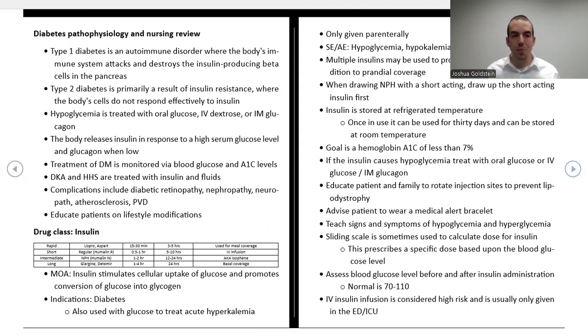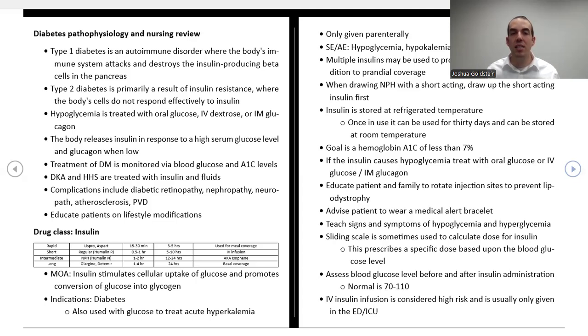Now let's jump into diabetes, and we're going to spend the rest of the lecture, about 10 or 15 minutes, talking about this. So first, let's go through some basic key concepts of diabetes so that we fully understand what we're talking about when we get to the pharmacology. Type 1 diabetes is an autoimmune disorder. It's where the body has attacked its own pancreas and destroyed the pancreas and its ability to produce insulin.